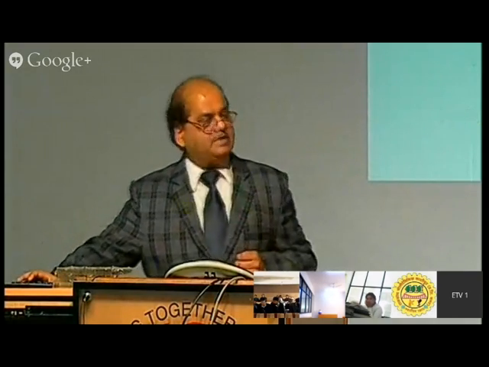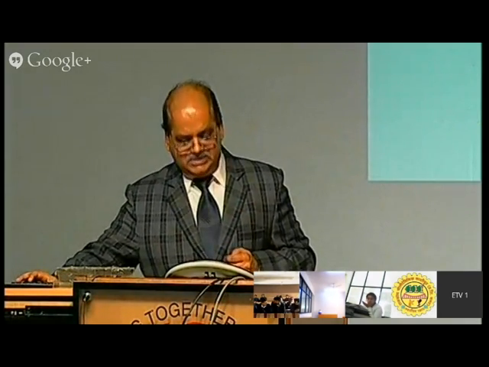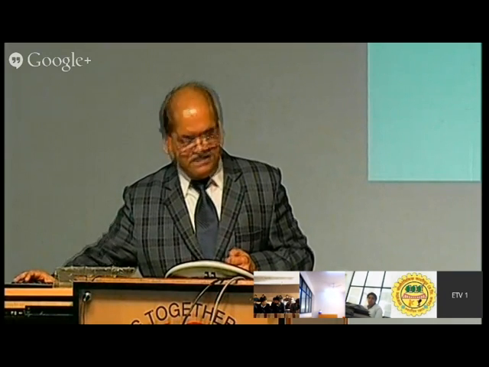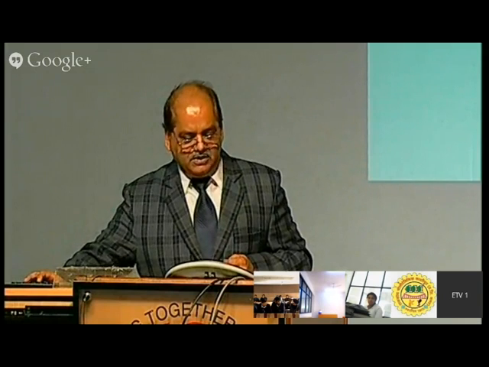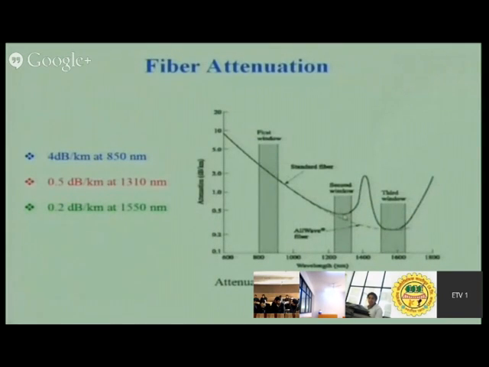For fiber attenuation, this is the characteristic curve for the silica fiber, and how the losses reduce from 850 nanometer to 1310 nanometer to 1550 nanometer. The attenuation reduces from 4 dB per kilometer to 0.2 dB per kilometer. So this is the attenuation curve.